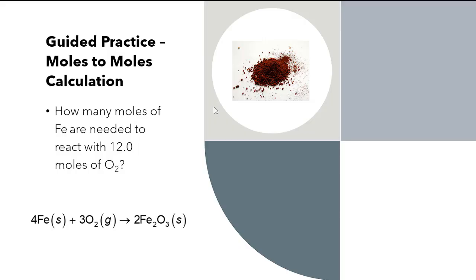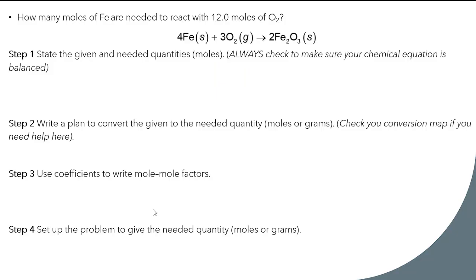All right, so let's do some practice. How many moles of iron are needed to react with 12 moles of oxygen given this balanced chemical equation: 4 moles of iron plus 3 moles of oxygen gives us 2 moles of iron oxide. Step 1 is to state the given and needed quantities and to analyze your problem. First thing, always make sure that the chemical equation you're given is balanced. It's not always balanced, so that's always the first thing you need to do in this type of calculation: make sure you're balanced.